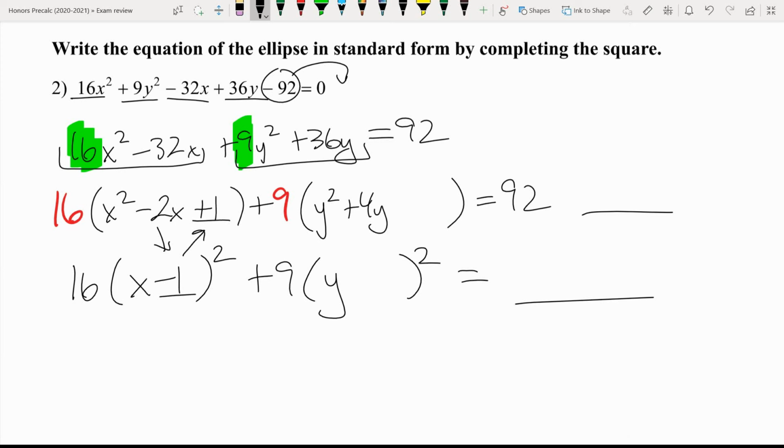it, which would be +1. I'm going to take half of my middle term here, the coefficient, which is 4, so that's +2. I'm going to square it, so that's +4. But here is the trick.